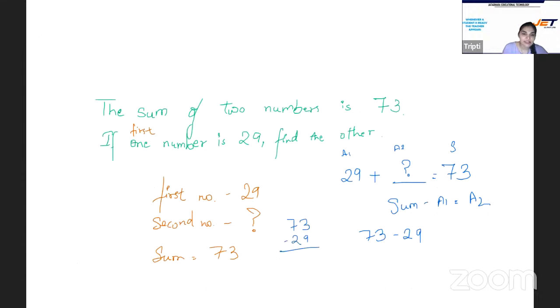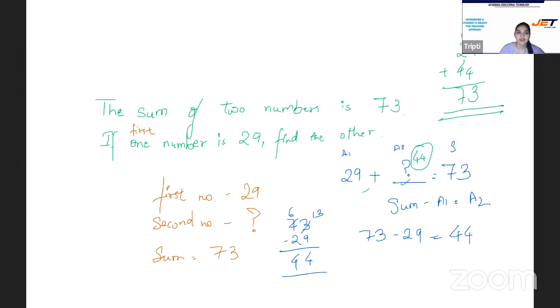3 will become 13. 7 will become 6. 13 minus 9 is 4. 6 minus 2 is 4. So that means the second number is 44. You can also try it here. We got the second number as 44. Now let's try 29 plus 44. 9 plus 4 is 13. 4 plus 2 is 6 plus 1, 7. 73. That means our answer is correct.